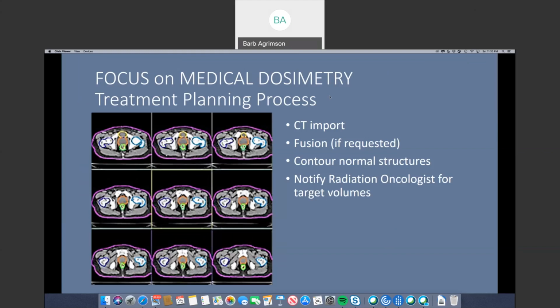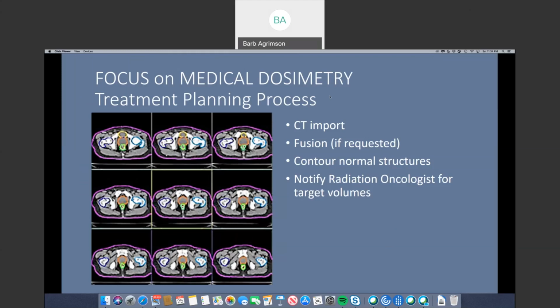Not all cases require extra imaging, but in the ones that do, it's usually quite helpful to help the physician visualize the tumor extent or just the tumor volume and the extent of disease. So they are better able then to delineate the target volume.